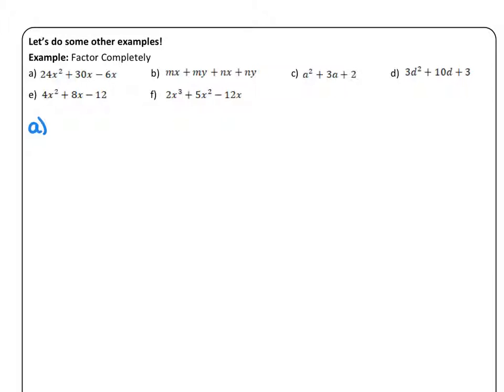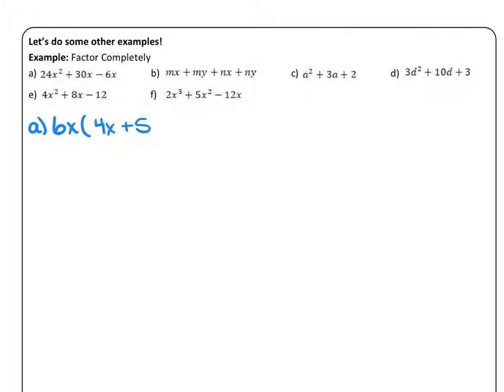I want to get through most of them. So let's see, A is 24x squared plus 30x plus 6. So right away, I see there's an x in each one of them, and I know that they can all be divided by 6. So I'm going to pull a 6x out of each of them, and then I'll see what I have left over. So 24x squared divided by 6x is 4x. 30x divided by 6x is 5.